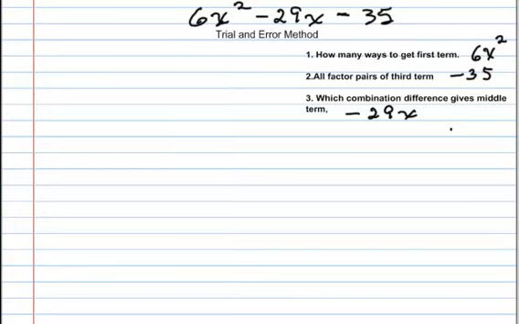Our three basic steps in the technique are: how many ways can we get the first term, which is 6x squared? Second, what are all the factor pairs of the third term, which is negative 35, and which combination gives us the middle term, negative 29x. So we begin by considering what factor pairs will give us our 6x squared.